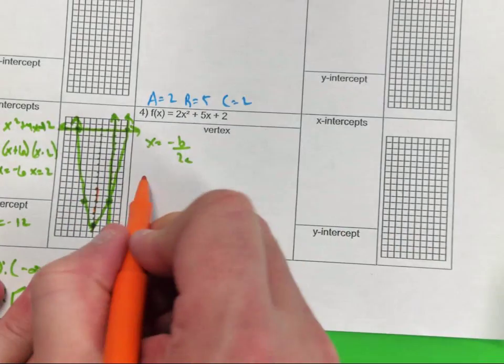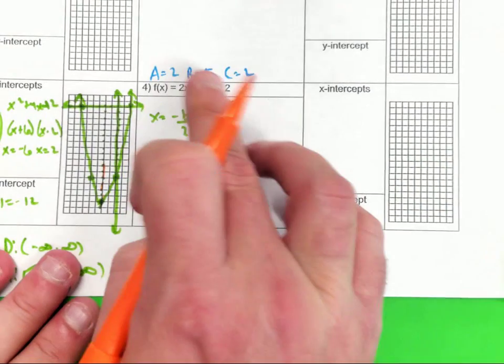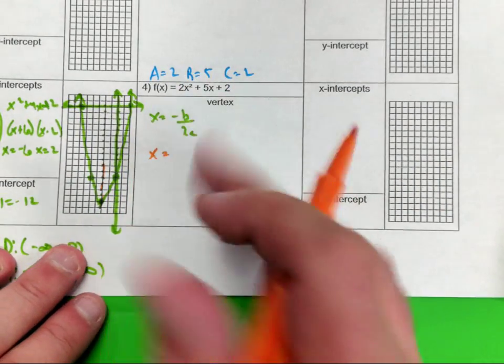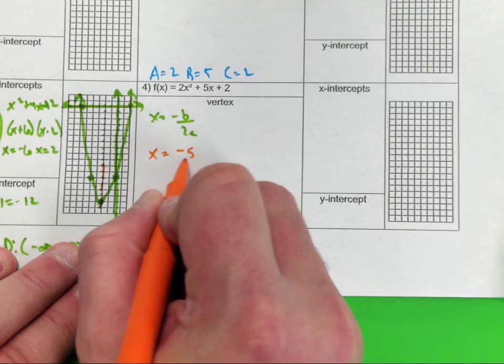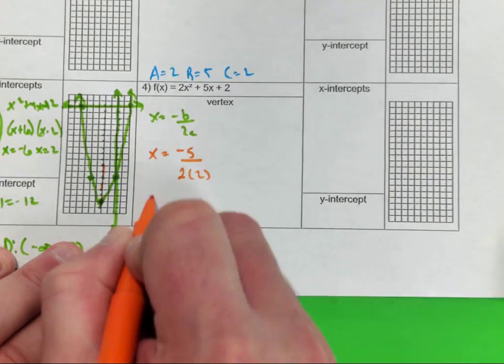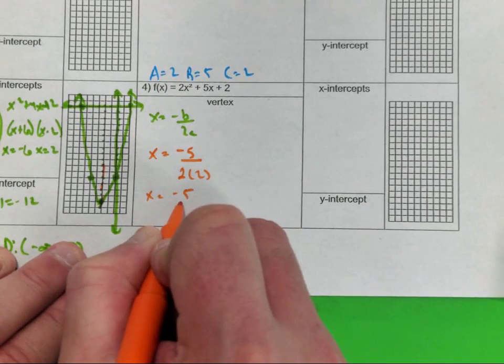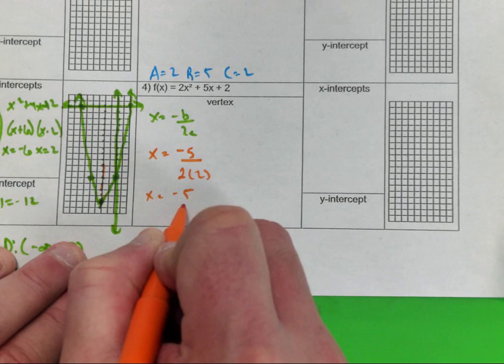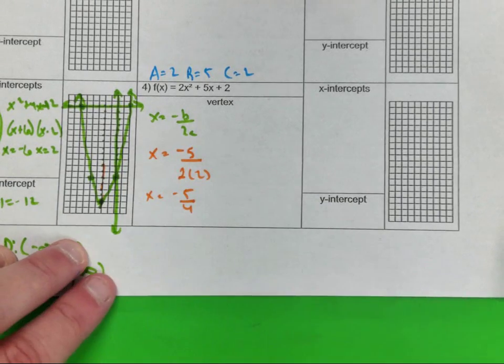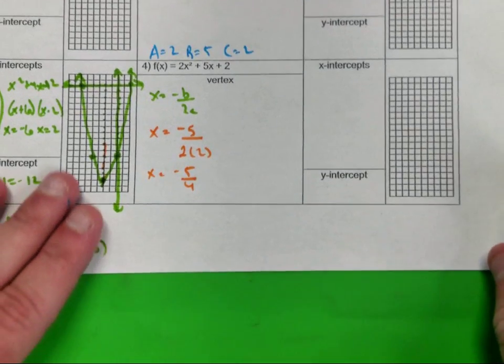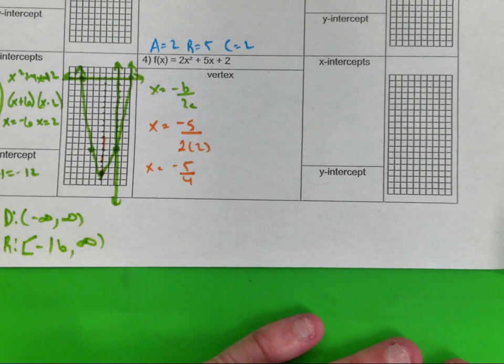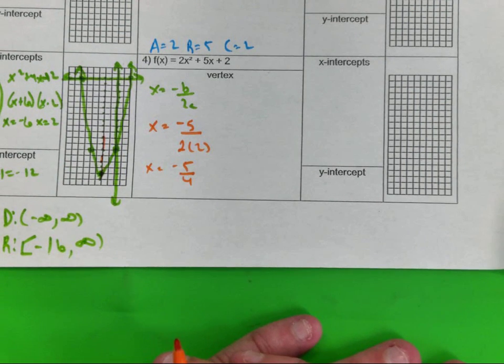Alright, now, I have 5. I want negative B. So that's negative 5 over 2 times 2. That gives me negative 5/4. I was mean on that one, wasn't I? Alright, let's plug that in.